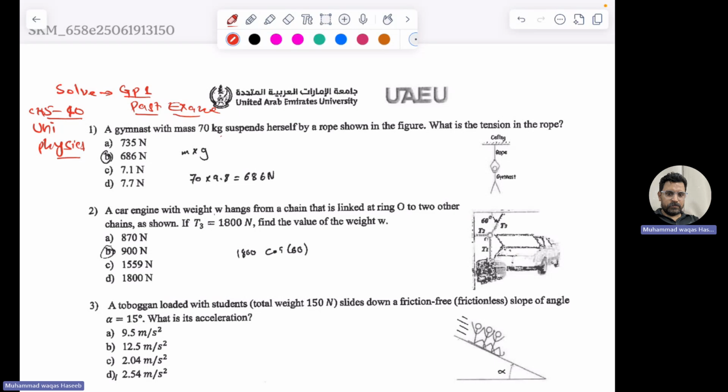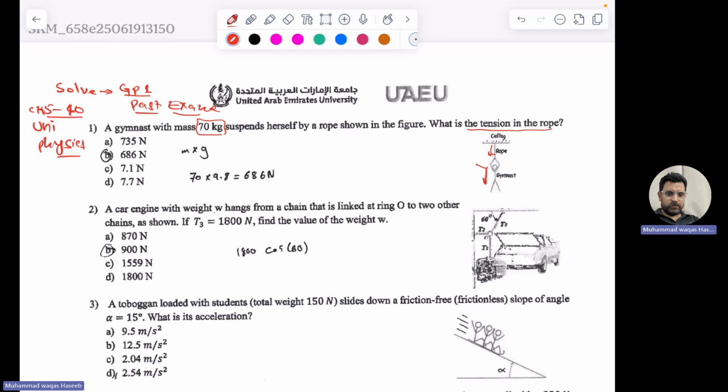A gymnast with 70 kg mass suspends herself on a rope as shown in the figure. So the gymnast is hanging from the rope. What is the tension in the rope? The tension in that case is equal to the weight, because the weight is downward, which is mg. The tension is upward, so T equals mg. When we substitute the values, 70 is the mass and 9.81, we get 686 as the answer.